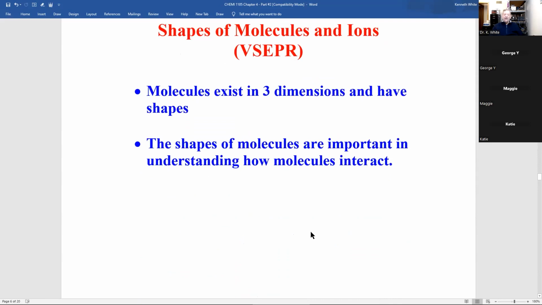Now, it turns out molecules and ions have shapes. And they exist in 3 dimensions, just like you and I. And the shapes of molecules are very important in understanding how molecules interact, like in your body, like your RNA, your DNA, like your hormones, which are all chemicals. Yep, they are. You don't think about it. I bet you don't even think about it.